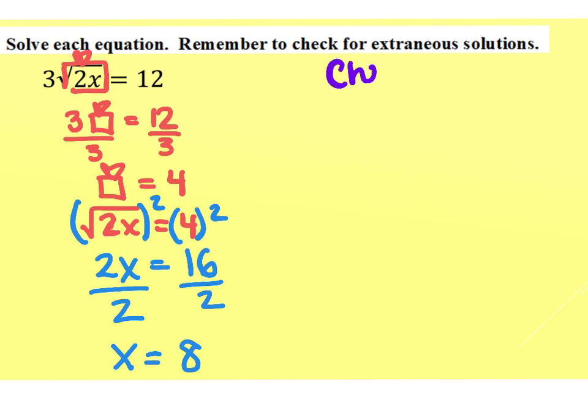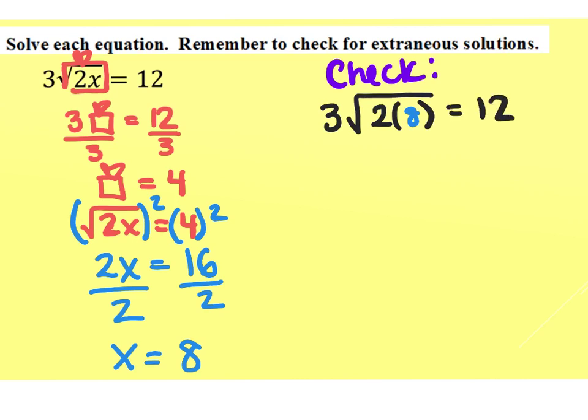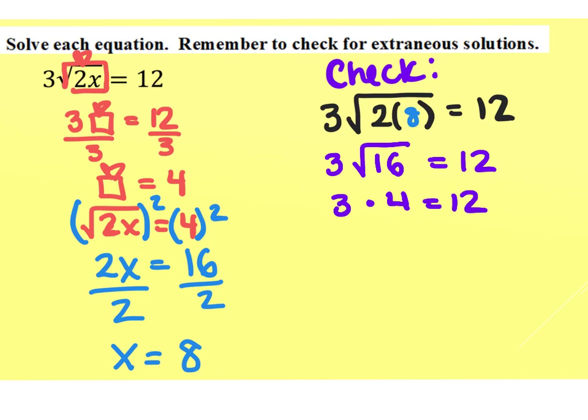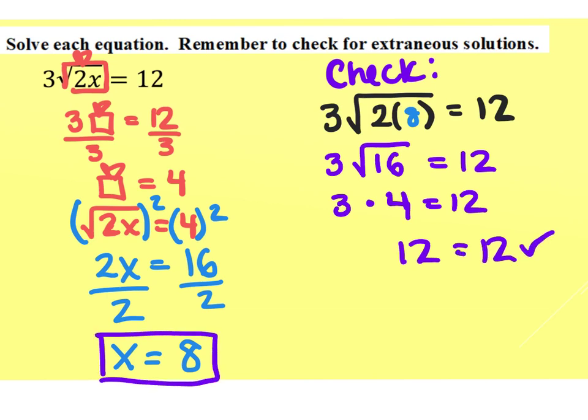Now to check, you'll substitute that value of x into the equation. So our original equation was 3 times the square root of 2 times x, and we said now that x equals 8, and it's equal to 12. Now if we continue to simplify, 2 times 8 becomes 16, so 3 root 16 equals 12. The square root of 16 is 4, so 3 times 4 equals 12. So since 12 equals 12, your final answer is x equals 8.